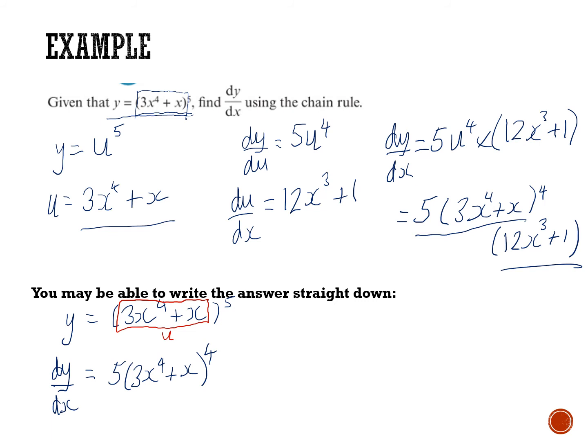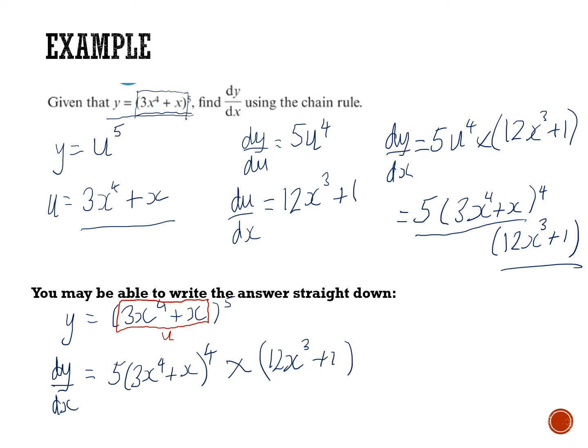Okay, here's the bit that you need to remember. So this is me then saying I'm using the chain rule. So I've done 5 times the bracket to the 4. By the chain rule, I have to times by the differential of the bracket, or what's equivalent to your du/dx. So that is going to give me my 12x cubed plus 1.